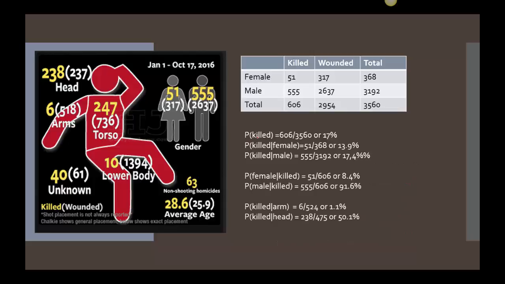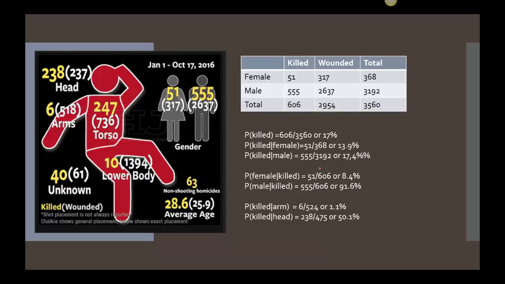Okay, so just probability someone is killed in general. I take the total people that were killed, 606, over the total number of people that were shot, 3,560, and it says 17%. Then I look at probability killed given they were a female. So 51 female that were killed out of 368 that were shot, says 13.9%. Killed given a male, so 555 killed out of 3,192, so 17.4% of men that were shot were actually killed.